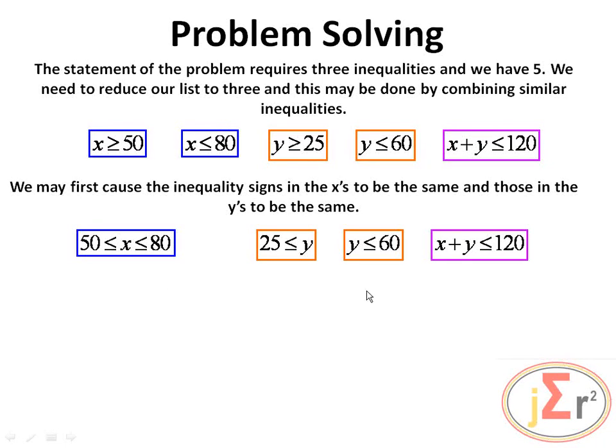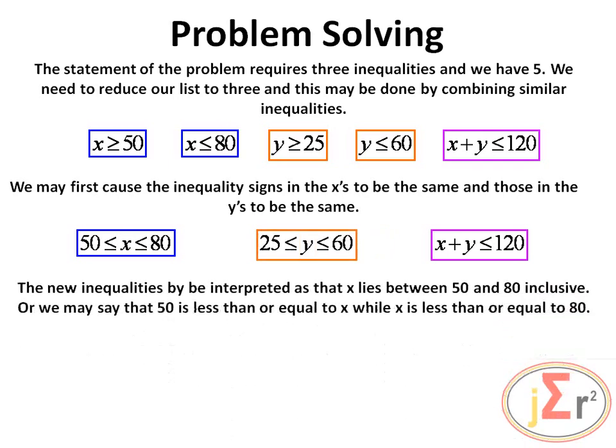And of course we are going to do that with the y's. We are going to combine those two inequalities. Now we have 3 inequalities. The new inequalities may be interpreted as that x lies between 50 and 80 inclusive. Or we may say that 50 is less than or equal to x, while x is less than or equal to 80.